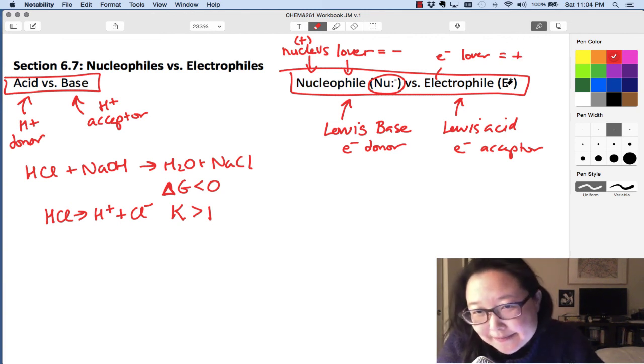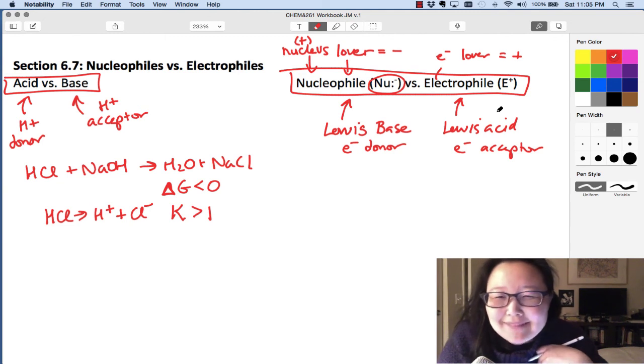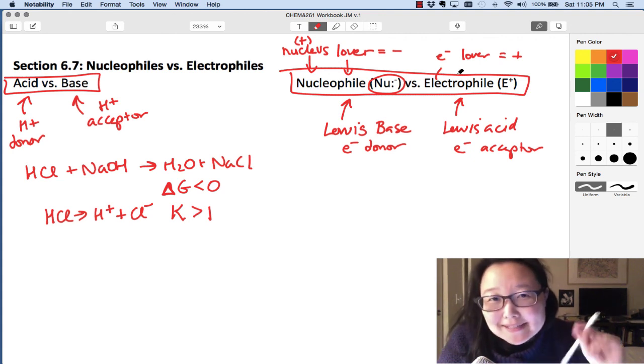I recommend you use these symbols a lot because that's going to help you. I think you can say organic chemistry is all about nucleophiles and electrophiles. It's basically all Lewis acid-base chemistry.